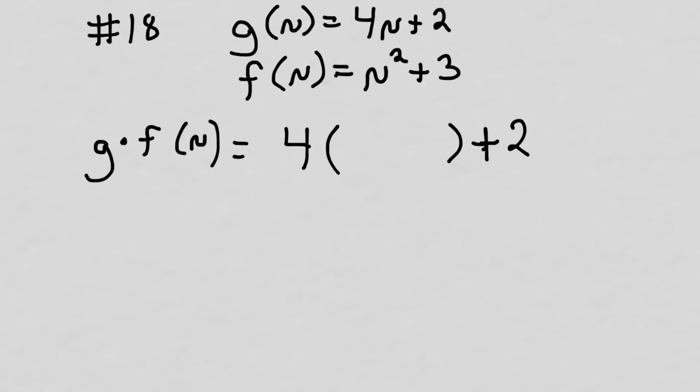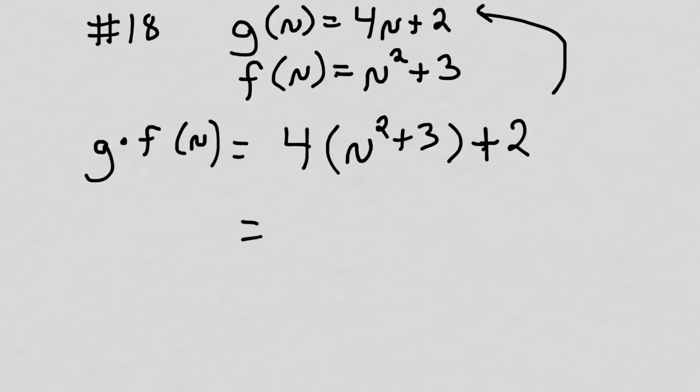All right, number 18, final question. Last composite function. We're going to put f of n inside of g of n. So I've already got f of n written out as a shell, 4 parentheses plus 2 to go along with the 4n plus 2. Now I'm going to put f inside of g, which is n squared plus 3. This one's going to finish up fast.